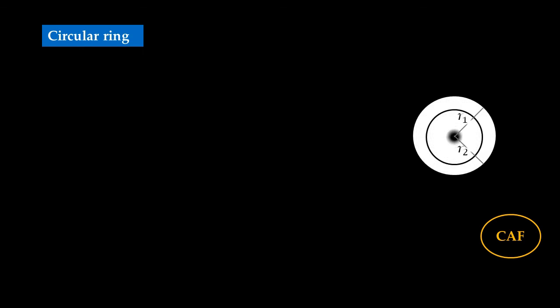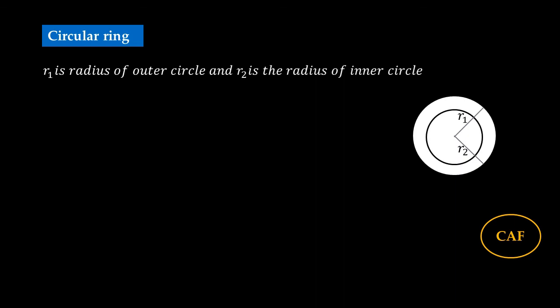Next one is circular ring. This is the ring, it is covered with another circle. So the radii of the two circles are r1 and r2. Therefore area of circular ring is equal to pi r1 square minus pi r2 square. Simply we are subtracting area of outer circle minus inner circle.